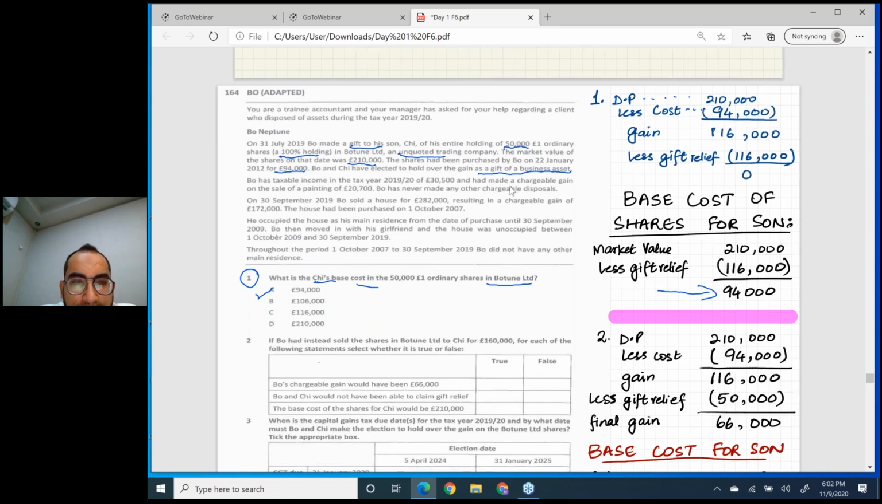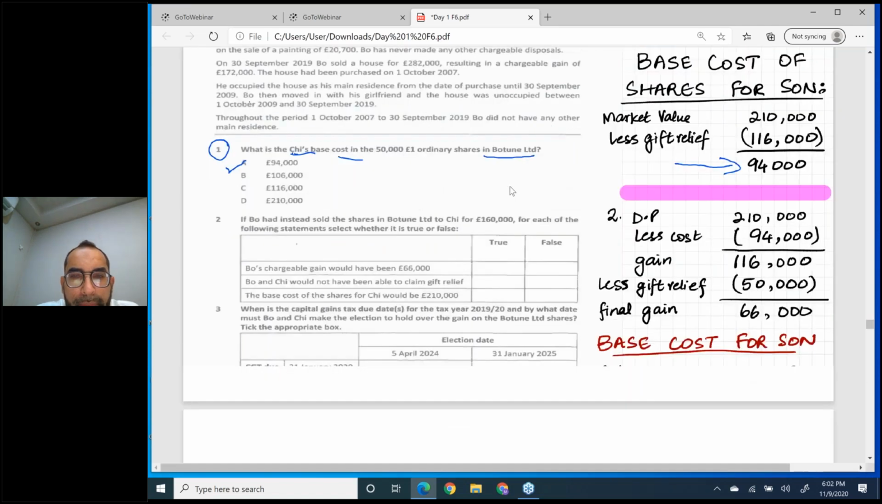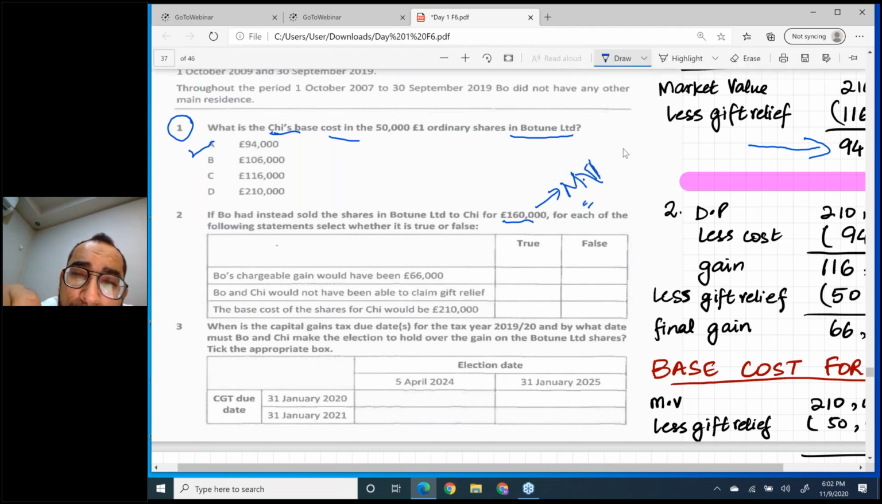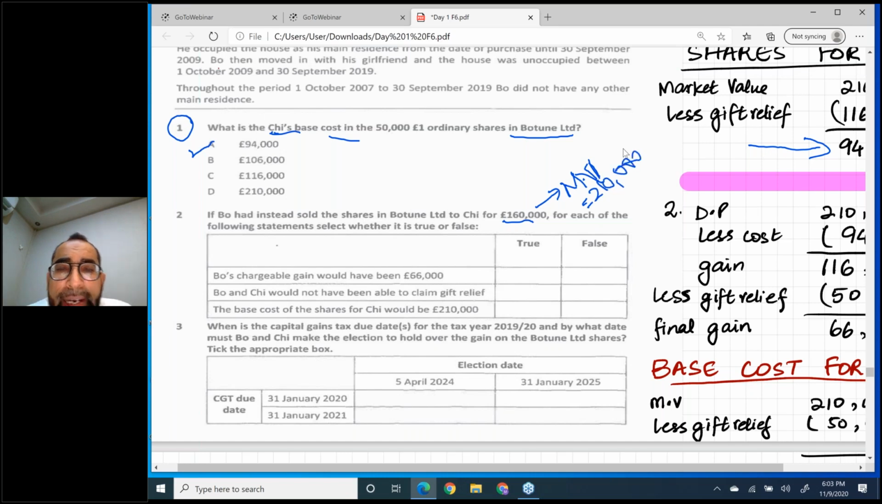The second question: if Bo had instead sold the shares in Botune Limited to Chief for 160. In the first requirement, Dad was giving shares to Son free of cost. That transaction was a complete pure gift. But now dad is giving shares to his son for 160. The market value is 210, and dad is charging 160. So you can easily compute the gift element.